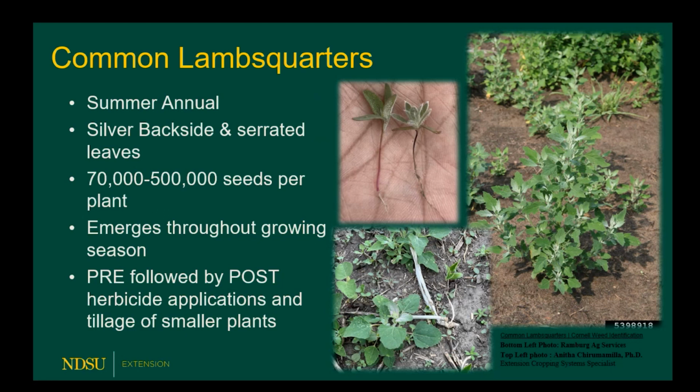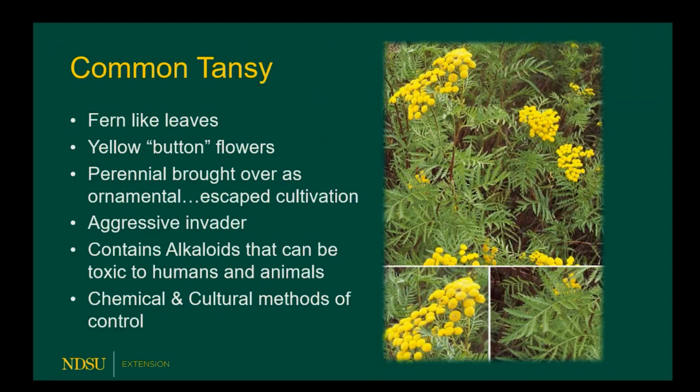But it emerges throughout the growing season. So that flush that he saw was that second flush that came in July or August, as well as the first flush that was there from the following spring. And pre and post emerging herbicides are the best way to control this plant, as well as tillage if you want to do some light tillage of the smaller plants. Common tansy, have any of you guys seen this around your area?